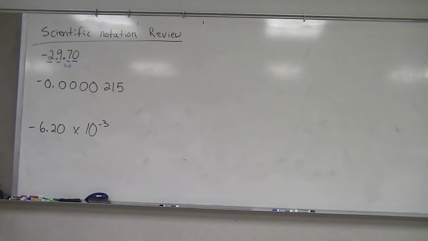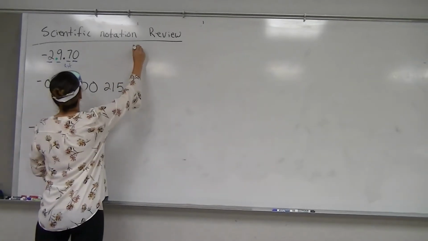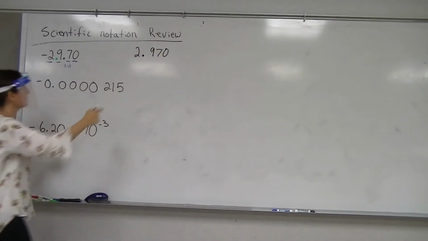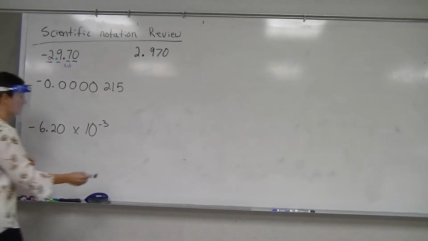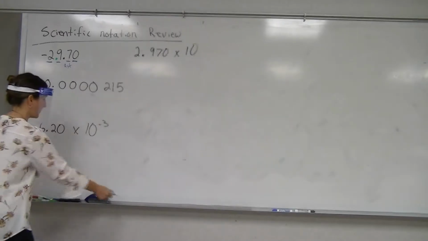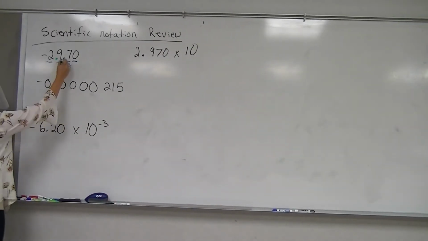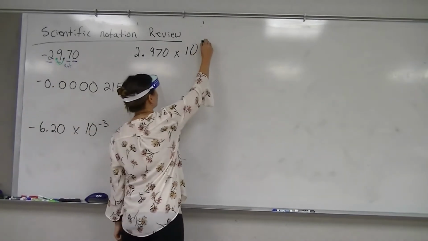So what I'm going to see when I write this out is 2.970. Remember, I'm keeping that 0 because I said it was significant over here, so I need to keep it. Now, to figure out what the exponent is going to be, that's how many times we move the decimal. I'm going to start at my original decimal, and to get it between the 2 and the 9, I'm just moving it once. So it's going to be a 1.